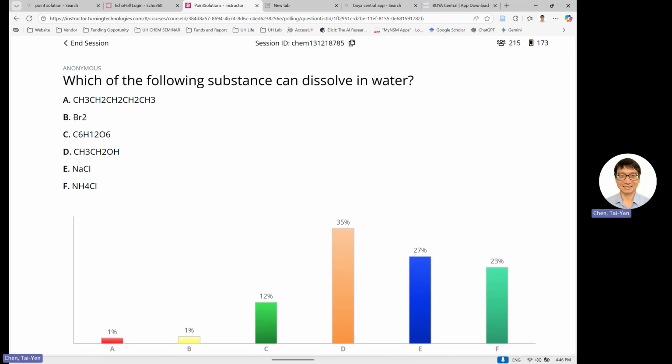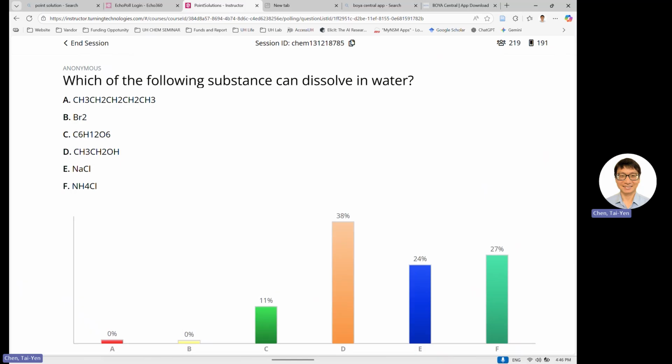This question asks you for the substance that can dissolve in water, right? Therefore, you're looking for the substance that is hydrophilic. Anything that contains OH or NH will be what you are looking for. So what are the things that contain OH? Does the first one contain OH? No, it's pure CH, so it will be hydrophobic.